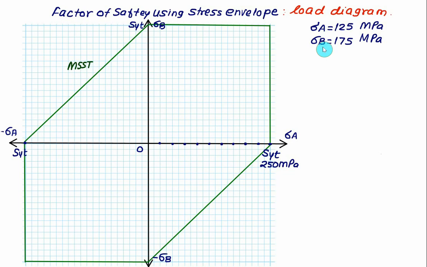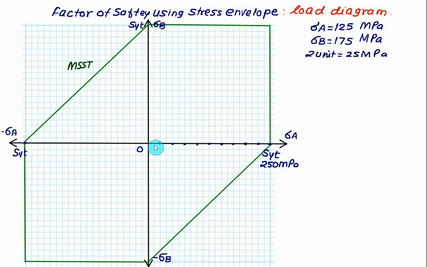And we are given here the principal stress sigma A is equal to 125, sigma B is equal to 175, SYT is equal to 250 megapascal. Using this load diagram, we have to find out the value of factor of safety. So we'll select here this 1 cm and this one is 2 cm. This 25, 50, 75, 100, 125, 150, 175, 200, 225 and 250. So approximately we'll say here we have 2 units is equal to 25 megapascal.